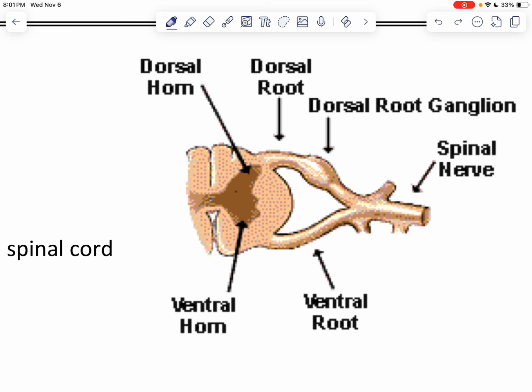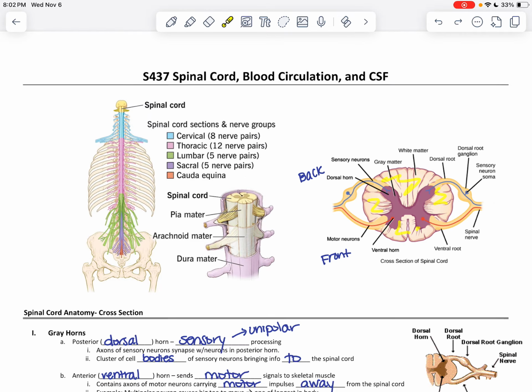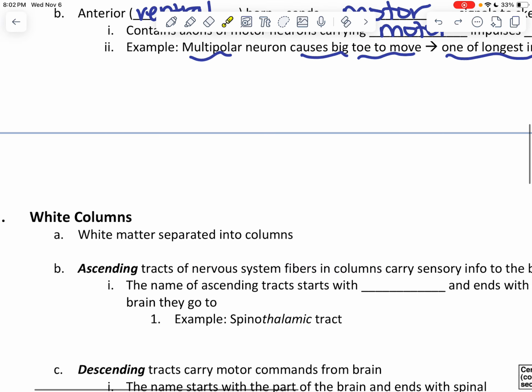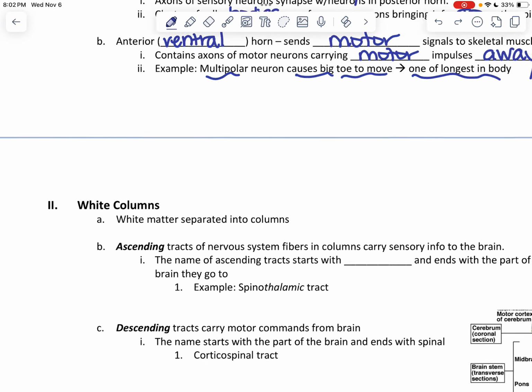Next is going to be the white columns. The white columns is white matter separated into columns. So the white matter is going to be like this outside part. We have ascending tracts and descending tracts. Ascending means they're going up the spinal column to the brain. It says there are columns that carry sensory information to the brain. Because they're ascending, we're going up to the brain.